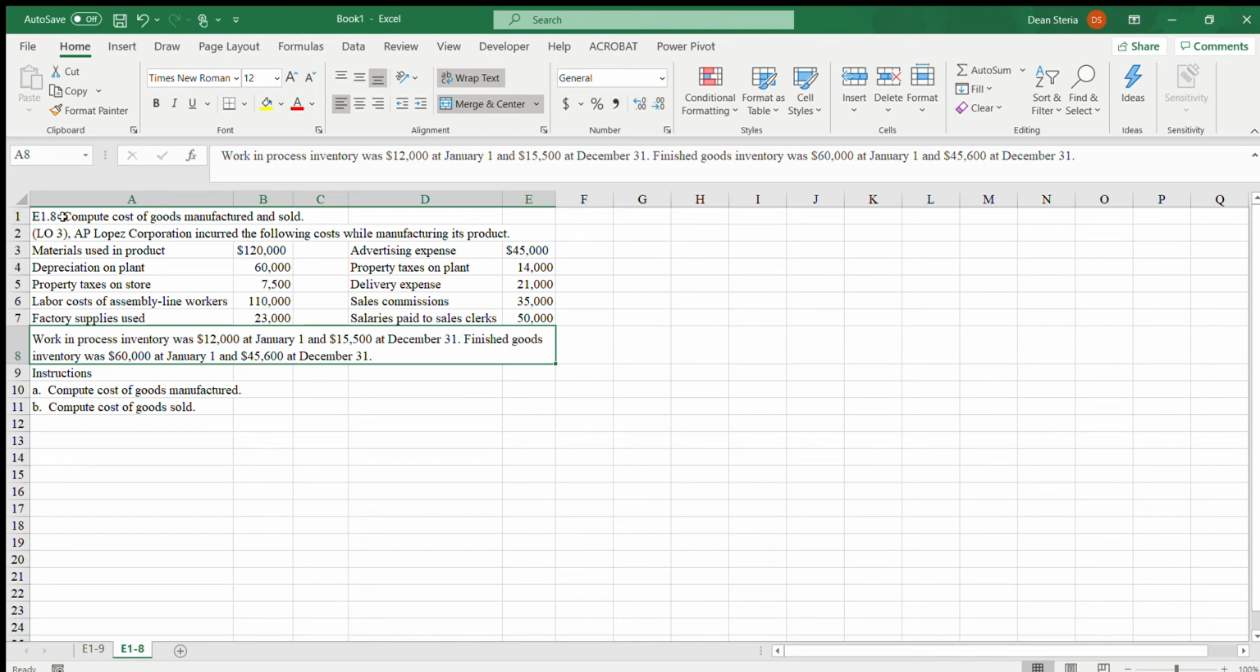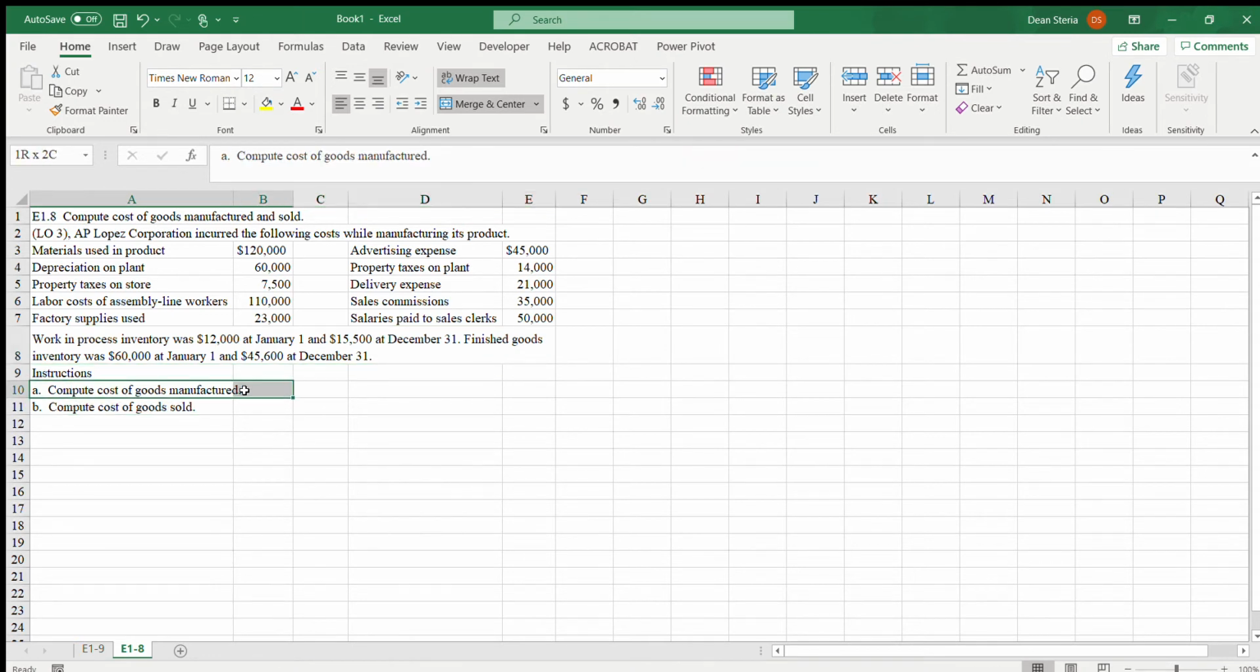For E1-8, they want us to calculate our cost of goods manufactured and our cost of goods sold. So we're going to have our cost of goods manufactured, cost of goods sold. First we have to calculate our cost of goods manufactured. And we just went over a problem similar to that in 1-9, plugging numbers in.